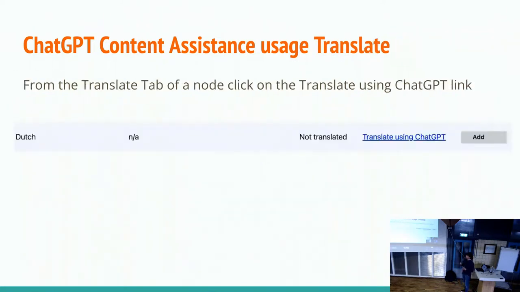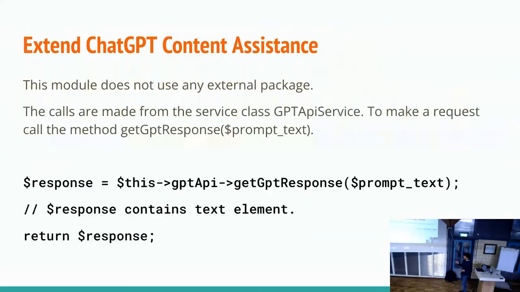The translation for this is related to the languages that you have installed in Drupal this time. So you cannot translate to any other language, just the ones that you have in Drupal. When you click this link here, it will automatically translate the title and the body field. And you can, of course, extend it and translate more text fields, other paragraphs, whatever you have in that content. To extend it, it is not using the other client like OpenAI, it's using its own classes. And again, we've got the GPT method here, GPT response: pass the prompt, and we get the response.